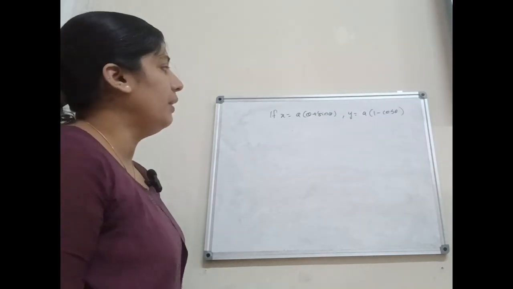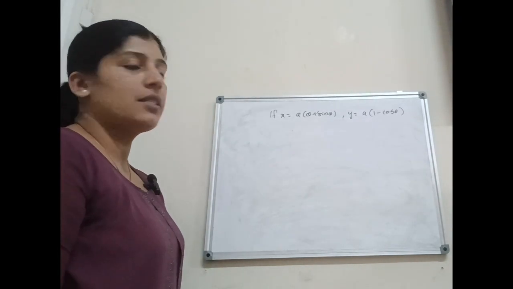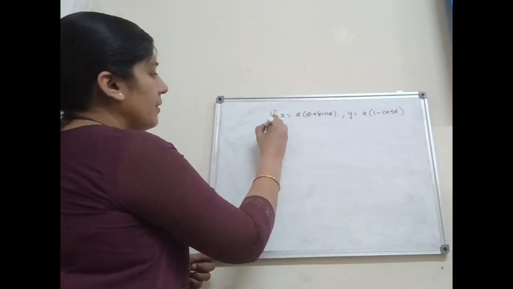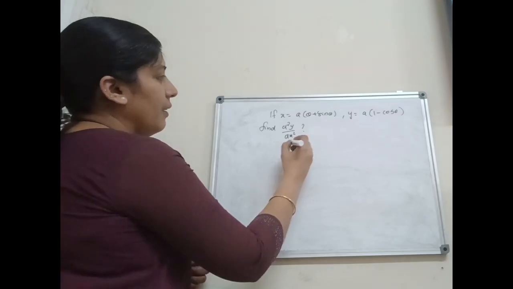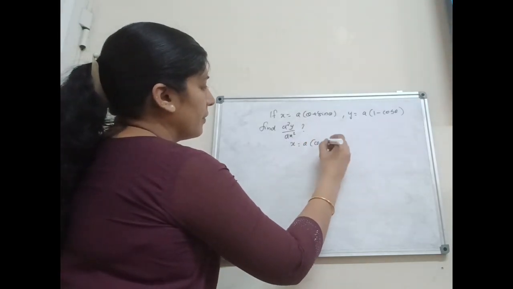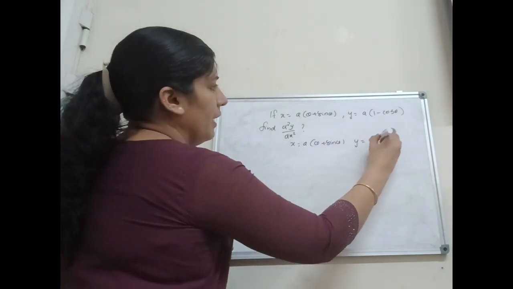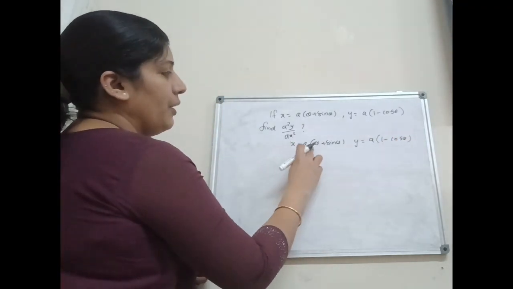Next, consider the question. If x equal to a into theta plus sin theta, y equal to a into 1 minus cos theta, find d square y by dx square. Here, first given x equal to a into theta plus sin theta and y equal to a into 1 minus cos theta. Therefore, x equal to a into theta plus sin theta.